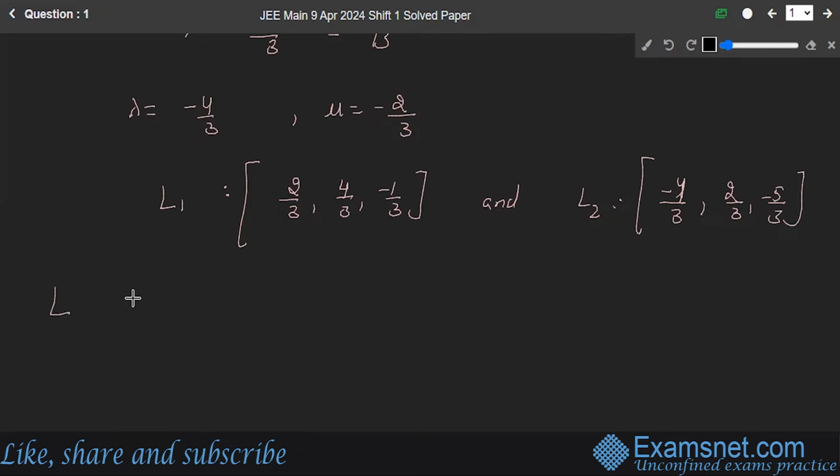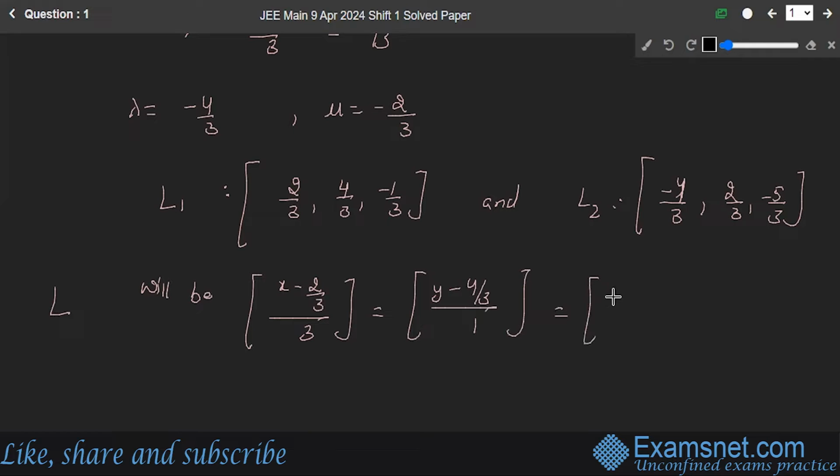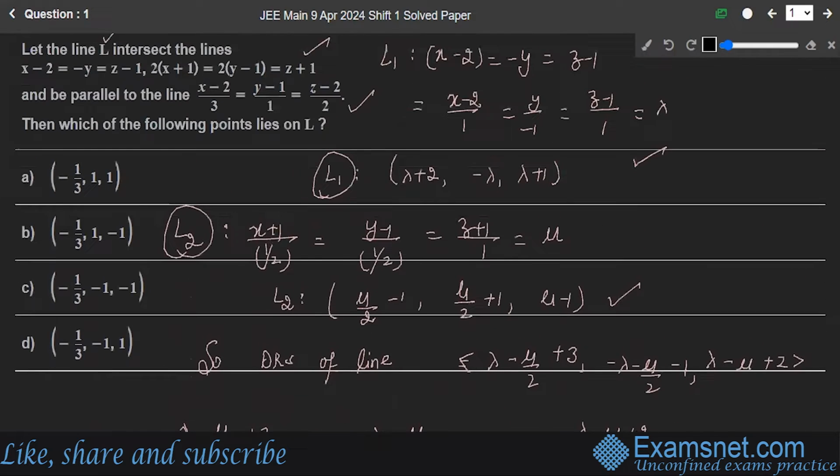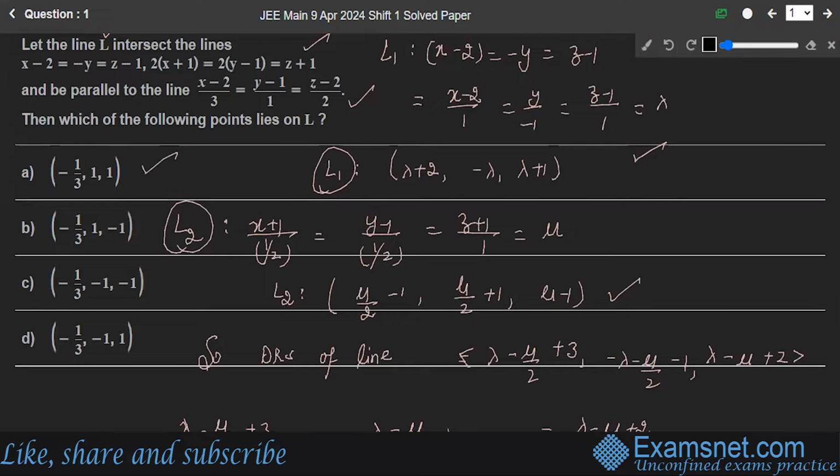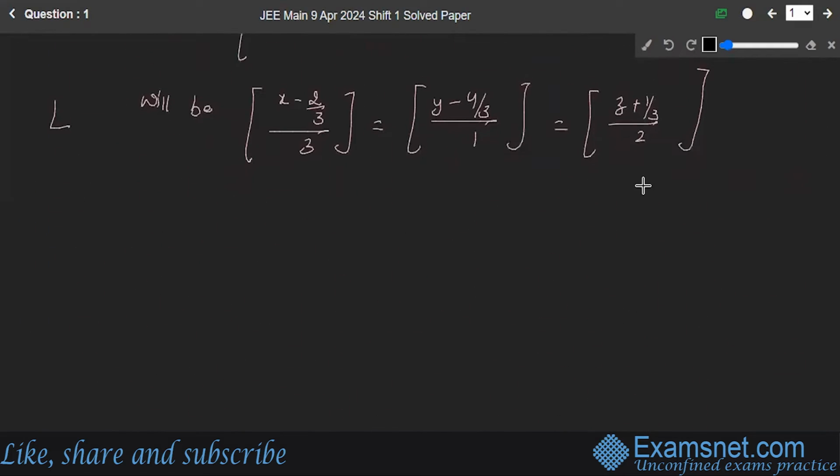So let's frame the equation for the line. Line L will be given by x minus 2 upon 3 upon 3, y minus 4 upon 3 upon 1, z plus 1 upon 3 upon 2. So this is the equation of the line, and let's check with the first point, minus 1 by 3, 1 and 1. Let's check whether it is satisfying.